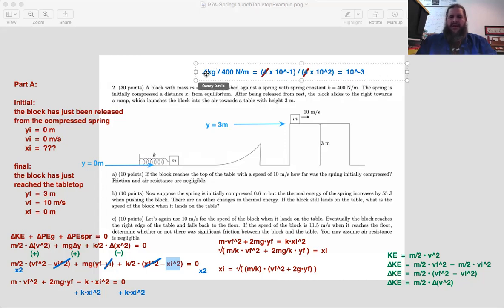Looks like we've got kilograms divided by newtons per meter. Dividing by newtons per meter is the same as multiplying by meters per newton. So kilogram meters per newton. So that's the m over k multiplier here. Mass over spring constant is 10 to the negative 3rd kilogram meters per newton.